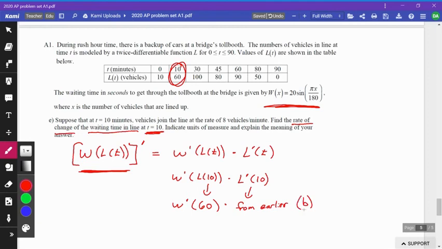So this is going to be from earlier, part B. But it's just understanding how all of this comes together, find the rate of change of the waiting time for the vehicles at a certain time. So that is a pretty tricky problem, putting that all together. And that is what you need to do in order to solve it out. If I were to go through and figure out units for this, remember you are multiplying W prime, which is seconds per vehicle, times L prime, which is vehicles per minute. So what it turns out to be is seconds per minute.